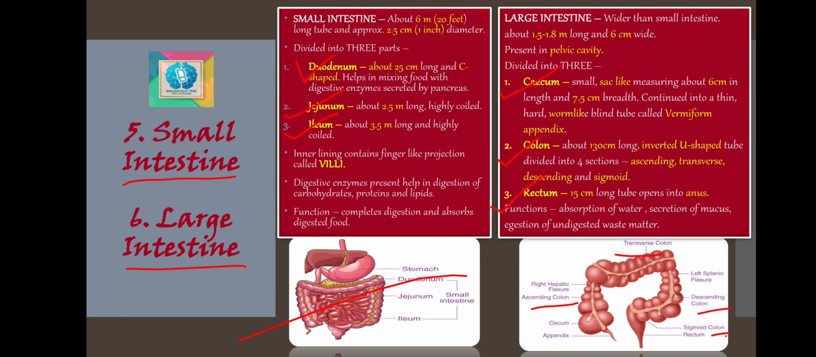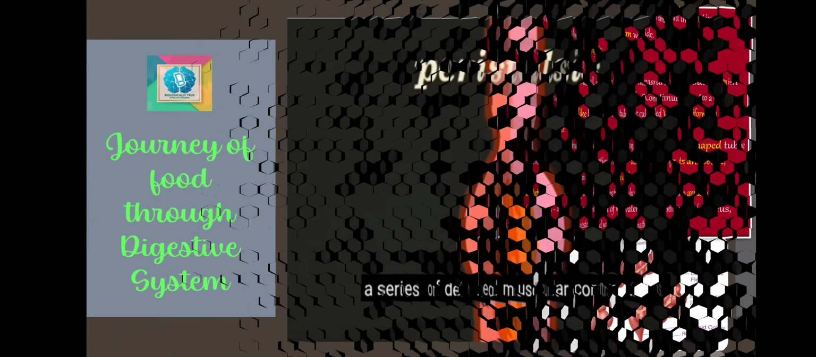If we talk all together about the function of the large intestine, it absorbs water and electrolytes from the chyme, and it eliminates the resulting feces, which mainly contain undigested residue of the food. Now let's move ahead to the next one.